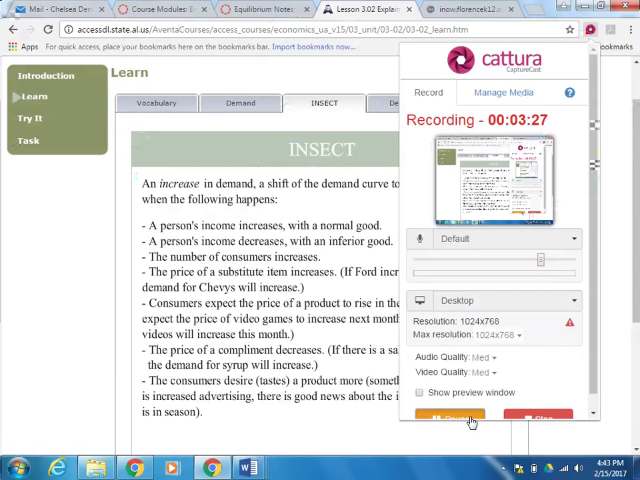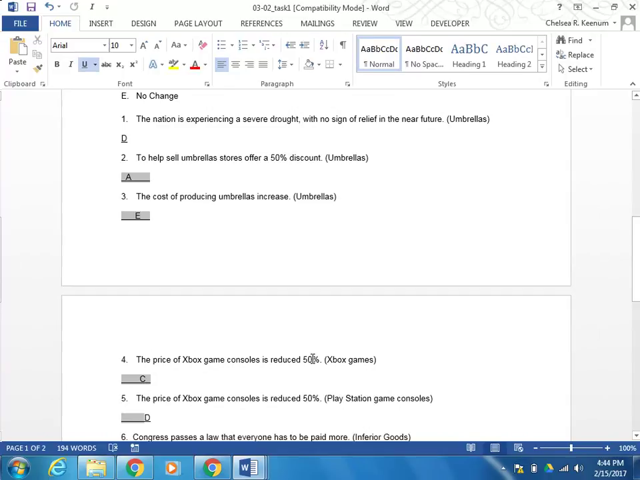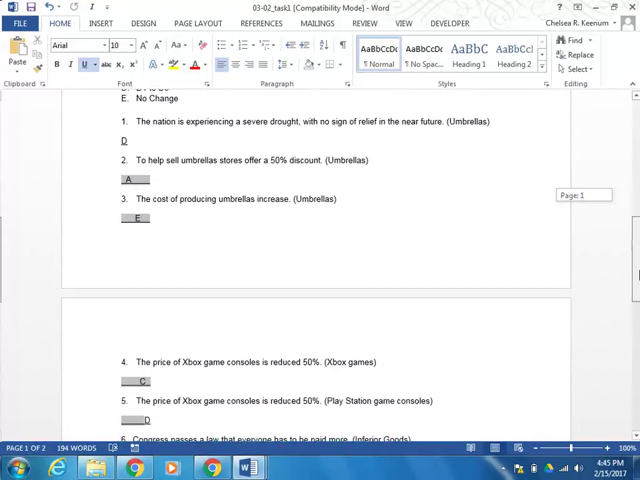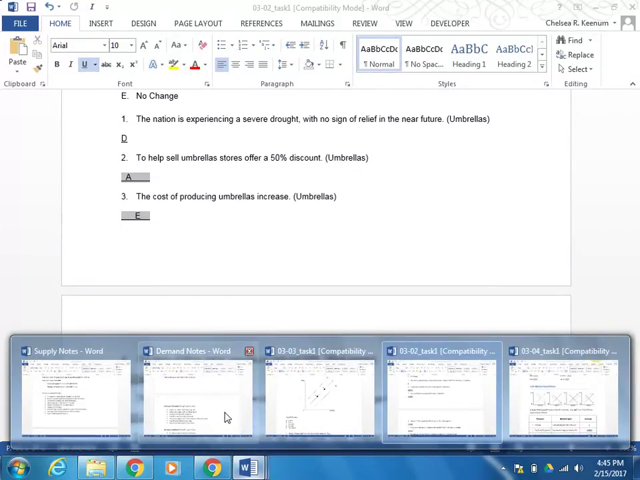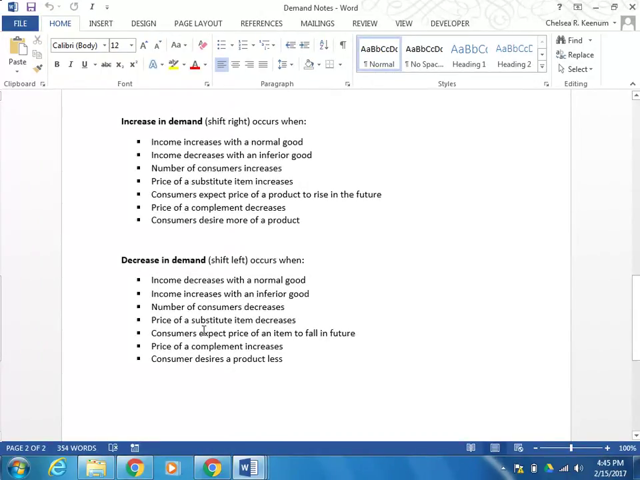Congress passes a law that everyone has to be paid more. So what happens to inferior goods? That's going to be D. The demand is going to decrease, because we know from looking at our notes that when income increases and you're dealing with an inferior good, the demand decreases. Now, in that same breath, number 7, Congress passes a law that everyone is to be paid more. What happens to normal goods? The demand for that is going to go up. That's going to be C, a shift to the right, because when you've got more money, you're going to buy more normal goods.